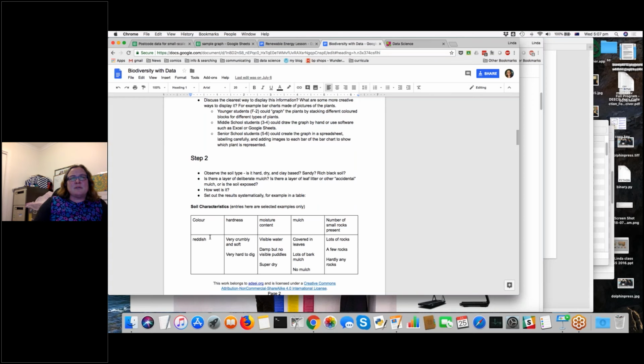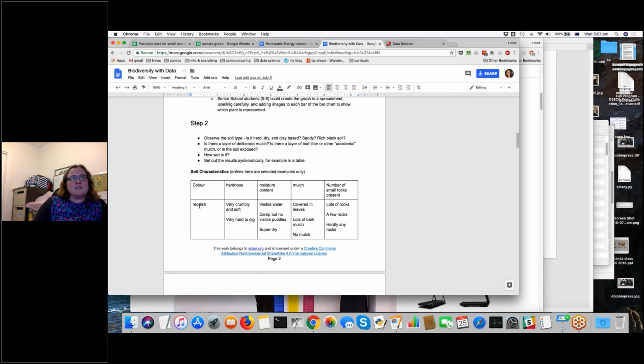So you might want to put up a table, something like this, where you've got the color of the soil, the hardness of the soil, the moisture content, the mulch, and whether it's rocky or not.